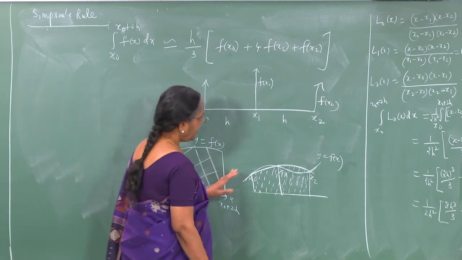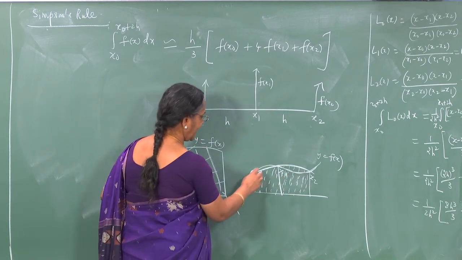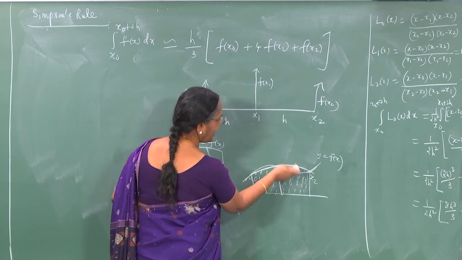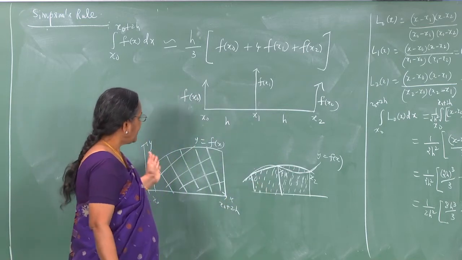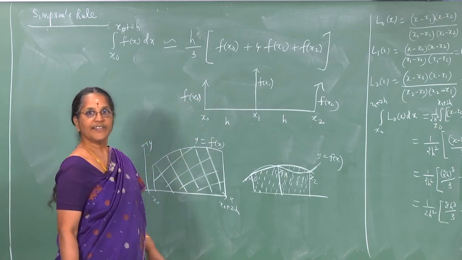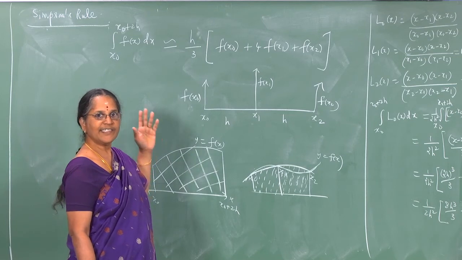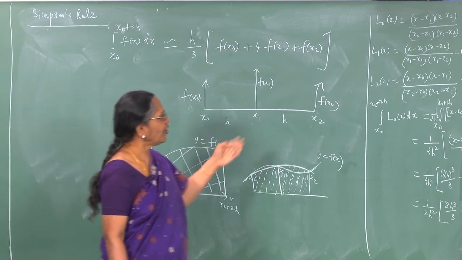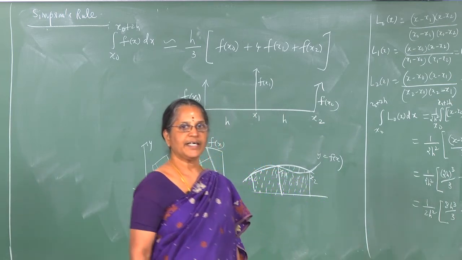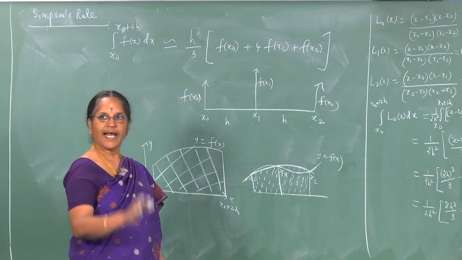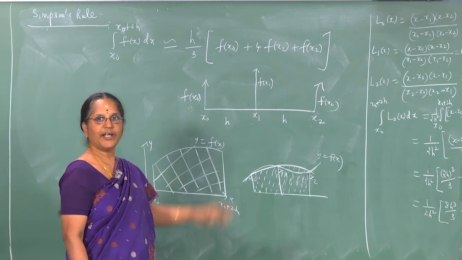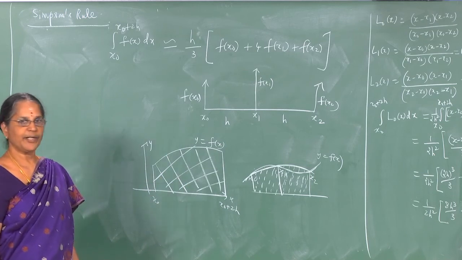So, in doing that, we have committed an error, namely this part of the area has been omitted and this part of the area has been included. And so, some amount of error has been incurred in obtaining this integration method, namely Simpson's rule. So, our goal now is to see how much error is incurred in obtaining Simpson's rule, and as before, we can get this error by integrating the corresponding expression for error in interpolation.